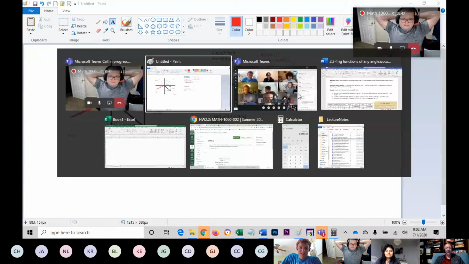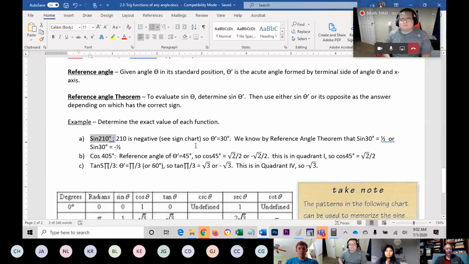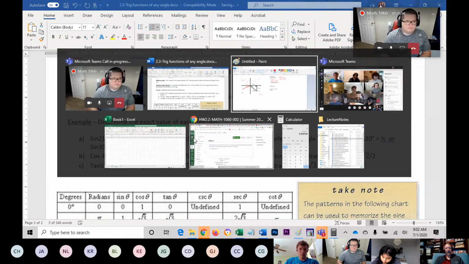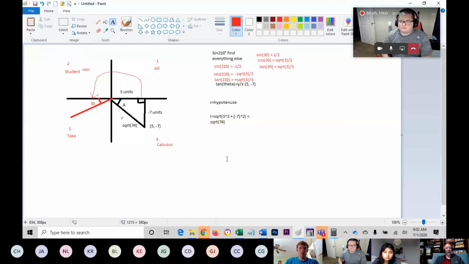All right. Let's do another one. This time we're going to do the cosine of 405 degrees. Here, we'll draw a new thing.